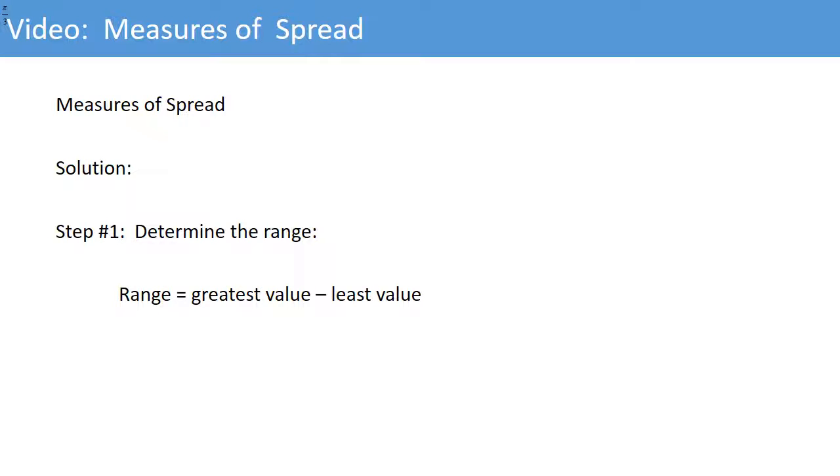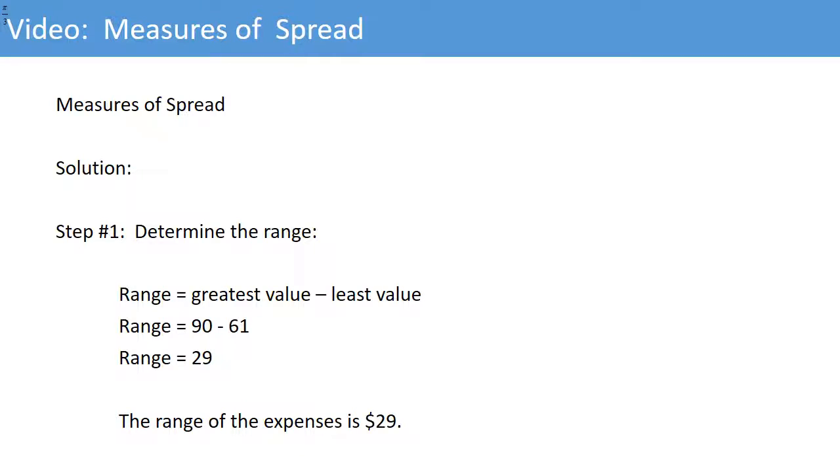To find the range, find your greatest value and subtract from that the smallest value or the least value. In our example, 90 is our greatest value, 61 is our smallest or least value, and when we subtract, we get 29. So we can say that the range is 29. We add dollars as that is the unit of measure.